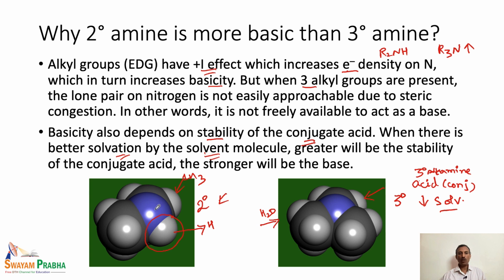So, the secondary amine's conjugate acid is more stable compared to the tertiary one. That is the reason the secondary amine is more basic than the tertiary one. So, the steric size plays a vital role whenever there is solvation by the solvent molecule. In this particular case, the stability of the conjugate acid decides the base strength. Okay, so this is what you have to remember whenever we talk about steric reasons. The steric reason basically talks about the conjugate acid stability by solvation.